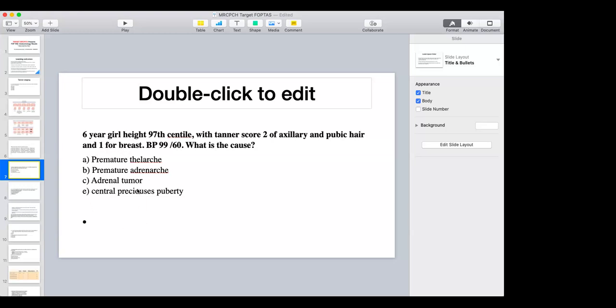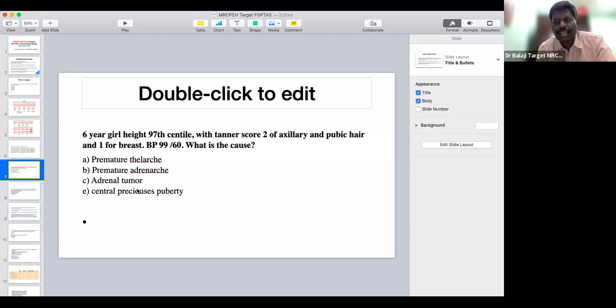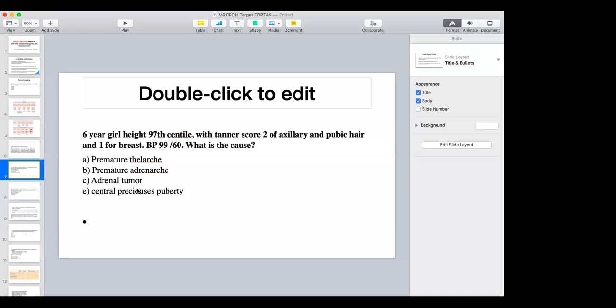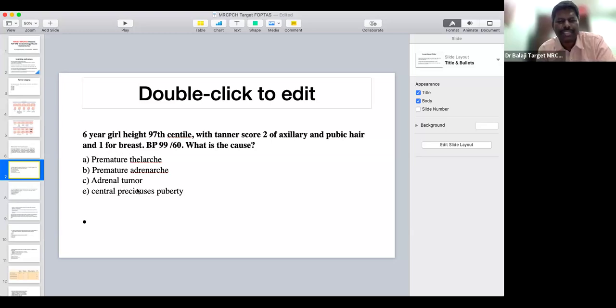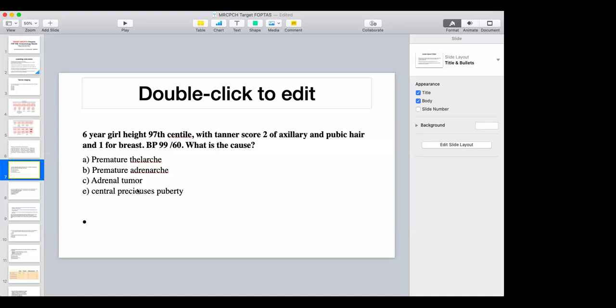Okay, sir. When the hormones are high in central precocious puberty, will that not cause adrenal hyperplasia also? That was my doubt, sir. Yeah, it can happen. The size can increase, but we don't count it as adrenal hyperplasia. It will not cause hypertension. Definitely. Thank you, sir.